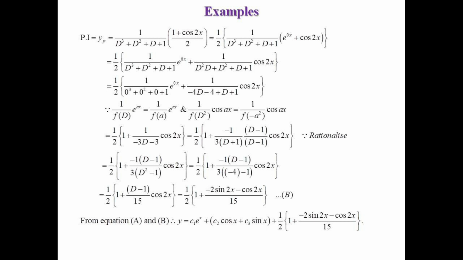So from equation A and B, that means complete solution is the sum of complementary function and particular integral, we get the value of complete solution, which is also called the general solution, and its value is y is equal to c1 e raised to x plus c2 cos x plus c3 sin x plus particular integral 1 upon 2 bracket 1 plus minus 2 sin 2x minus cos 2x upon 15. So in this way we can easily solve the example which is based on type number 2, when the right hand side of linear differential equation with constant coefficient is trigonometric term, that means either sine of ax or cos of ax.